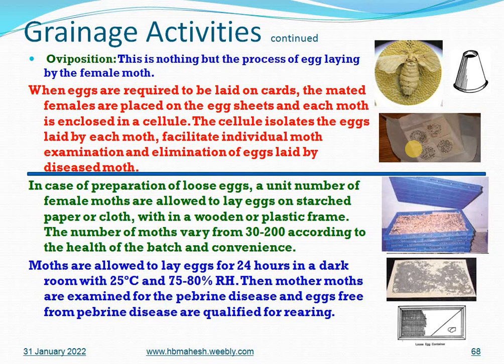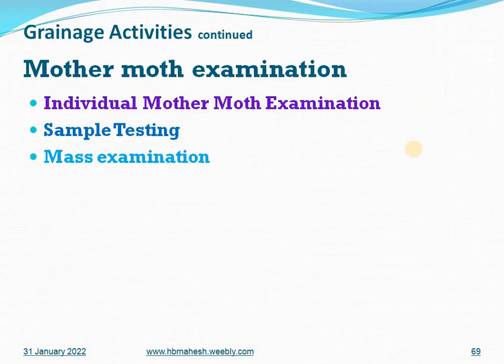Moths are allowed to lay eggs for 24 hours in a dark room with 25 degree centigrade and 75 to 80% relative humidity. Then mother moths are examined for pebrine disease and eggs free from pebrine are qualified for rearing. So after egg laying, the mother moth should be subjected to moth examination. Individual mother moth examination is followed during the preparation of reproductive seeds. Here there are two types of eggs. One is reproductive seeds. Reproductive, as the name explains, means continuation of the generation.